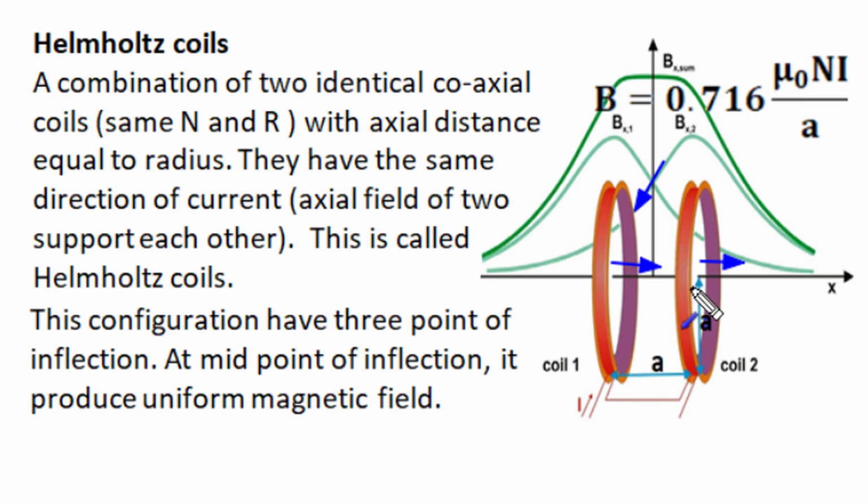So for this combination of two coils there would be 3 points of inflection, and at this middle point the magnetic field of one coil decreases as we move away from it, and that of the other coil, to which we are coming closer, increases by the same amount. So the total magnetic field becomes constant, and this configuration of two coaxial coils with axial distance equal to radius and identical turns and radius is known as the Helmholtz coil, and it is used to produce constant magnetic field in close vicinity of these middle positions.